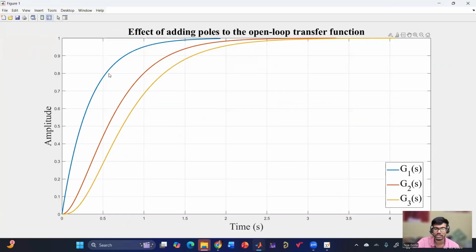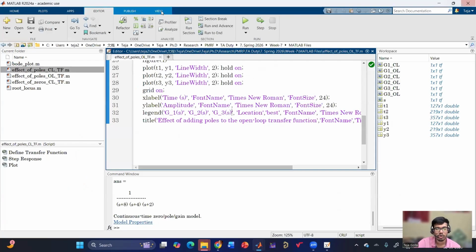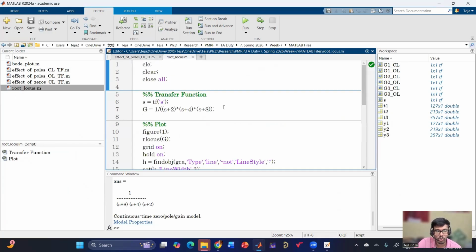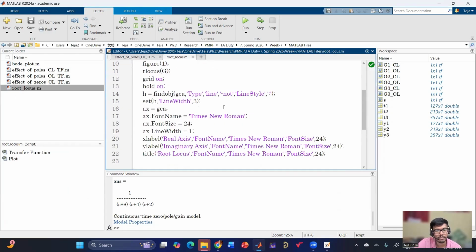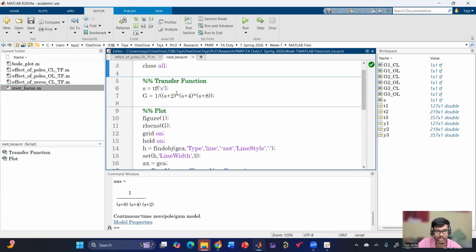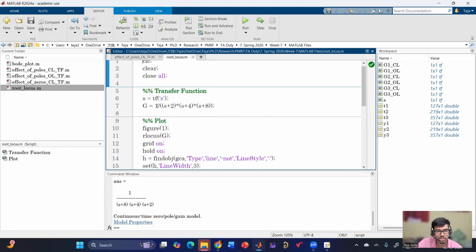So in the G1 of S, it is 1 by S plus 2. This is 1 by S plus 2, S plus 4. This is 1 by S plus 2, S plus 4, S plus 8. And here we can see that the response has become sluggish, and then it has become a little bit slower. Now, before increasing the gain, I would also like to touch upon the root locus. Okay. So if you see the root locus, here we have seen in my earlier videos how to write the code, and then we have discussed.